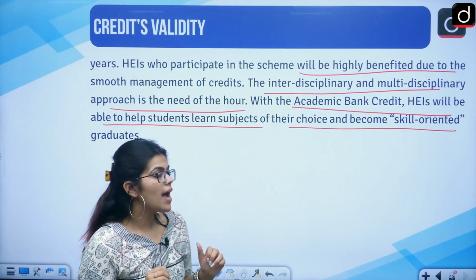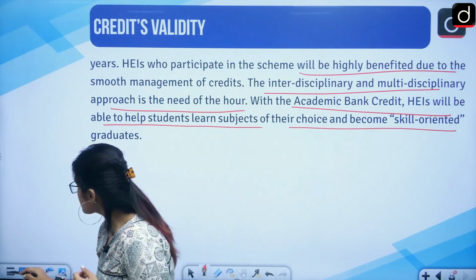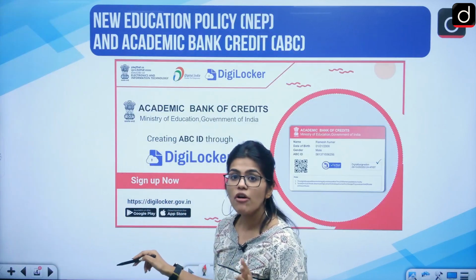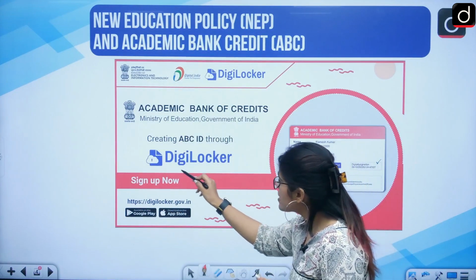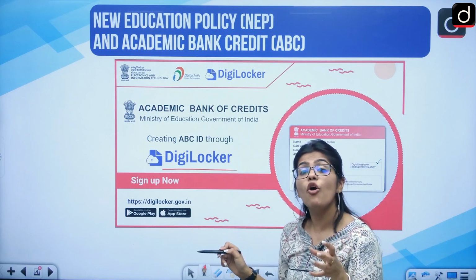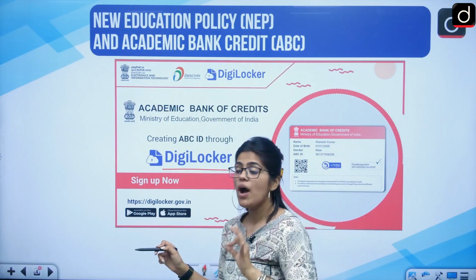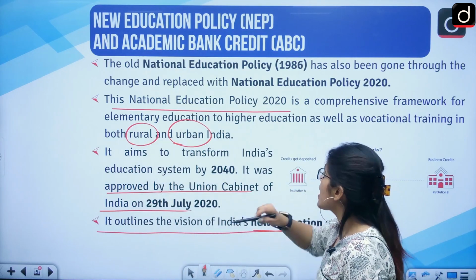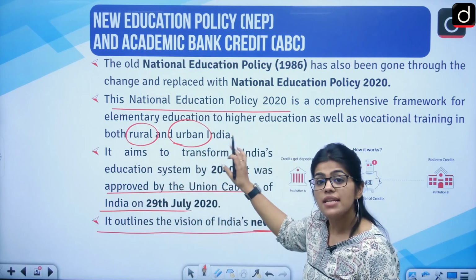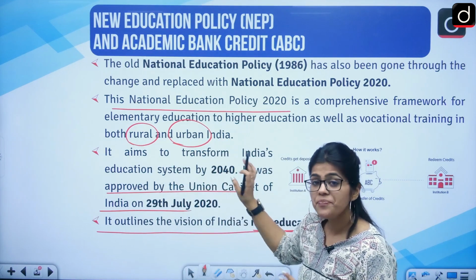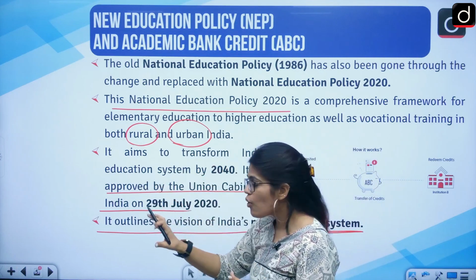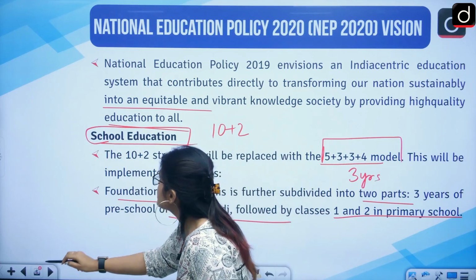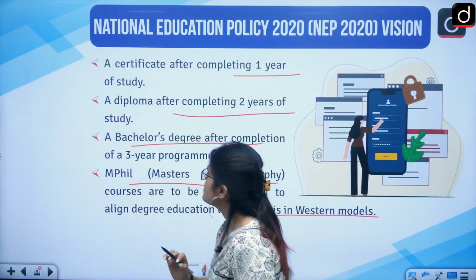So this is what I had for today's video. Let us quickly revise what we did. So we discussed that there is an Academic Bank of Credits. First of all, it is like a DigiLocker. It is a DigiLocker for the credits that you have earned according to the courses that you have enrolled yourself in. This Academic Bank of Credits is seen under your NEP 2020. NEP 2020 has some rules and regulations written for school education and some for higher education. That is what we discussed.